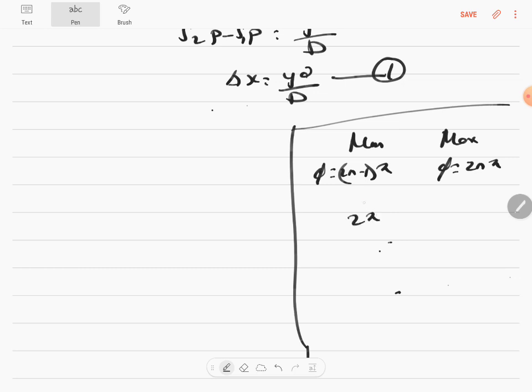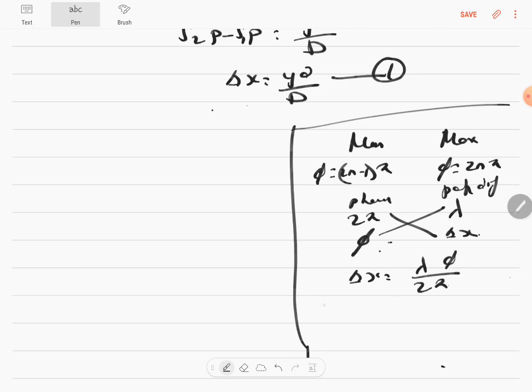2 pi is the phase difference when the path difference is lambda, which is common sense, right? Full wavelength is 2 pi when the path difference is lambda. What will be the path difference delta x for a phase difference of phi? You should write this statement and do the cross multiplication. So you get delta x is equal to lambda into phi by 2 pi. But for maxima, you know what is phi. So for maxima, delta x is going to become lambda into 2n pi by 2 pi, where 2 and 2 get cancelled, pi and pi get cancelled. Delta x itself is n lambda.